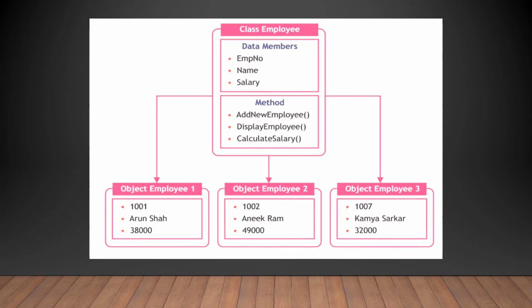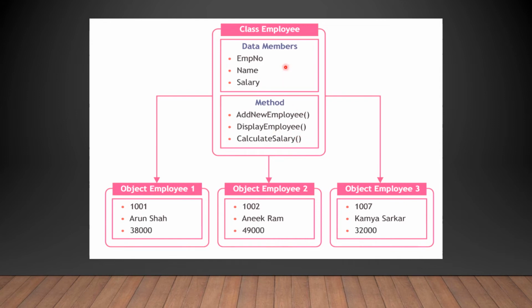Now, here is an example we have taken, class employee. So here is a class and here are three objects, employee 1, employee 2 and employee 3. Under the class, you can see that there are data members and methods, as we just talked that a class contains data members and methods. So here the class is employee and it has 3 data members and 3 methods. The data members are emp number, name, salary. Then methods are add new employee, display employee, calculate salary.